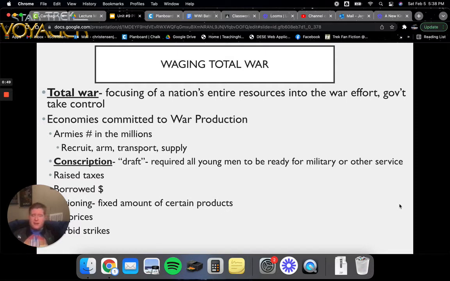Through this, they utilized a method of conscription, or a draft, requiring all young men to be ready for military or other service. They raised taxes. Britain especially borrowed money from the United States. Most countries involved utilized a system of rationing, or a fixed amount of certain prices. They set prices, and they forbid strikes in certain industries to make sure that people stayed at work.